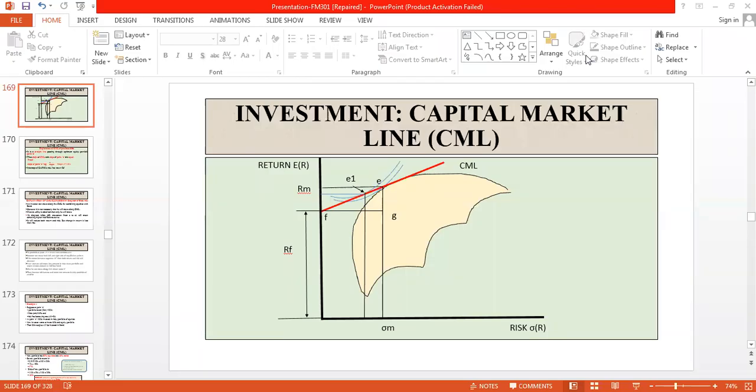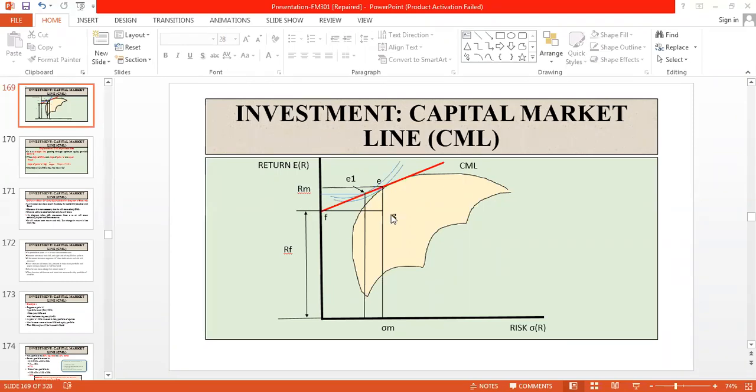Again, it is a continuation of the capital market line. We have continued our discussion in the previous two lectures on the same topic, and already we have given you the basic ideas of CML, what the assumptions are, and mathematically how this capital market line is drawn. So this red line is my capital market line.